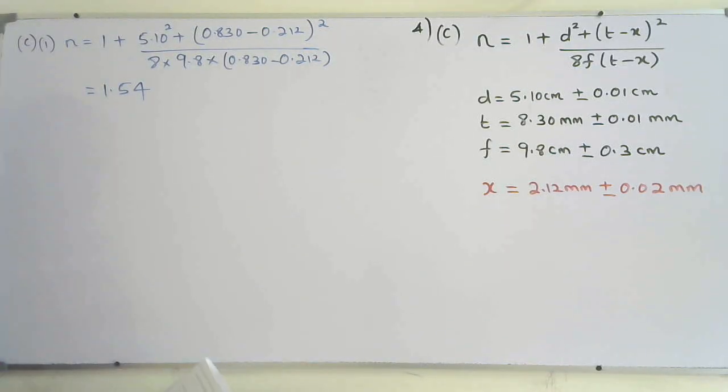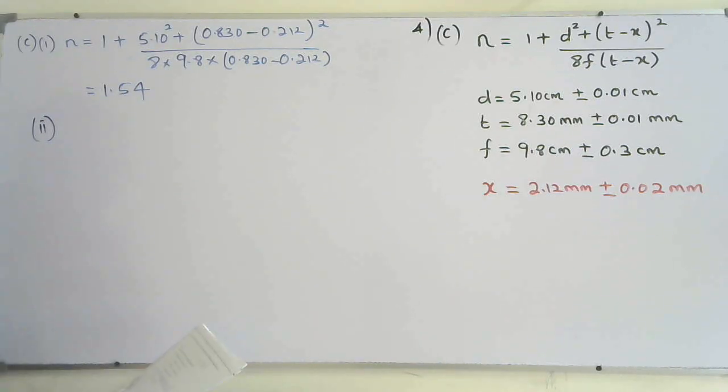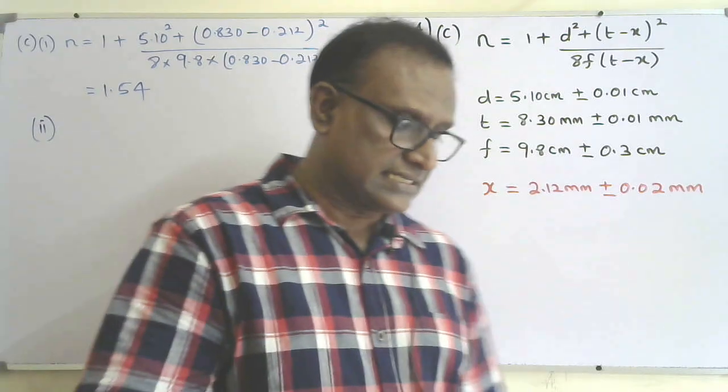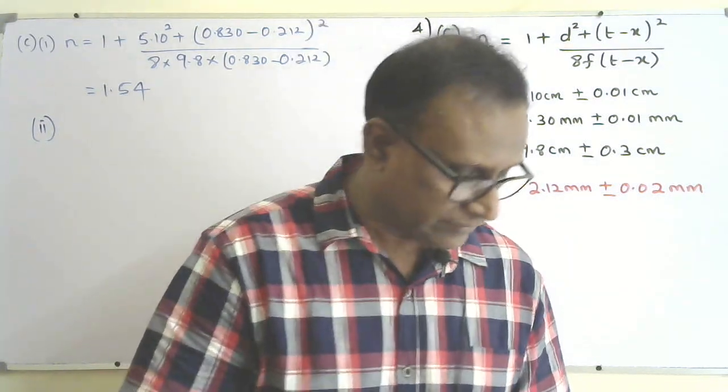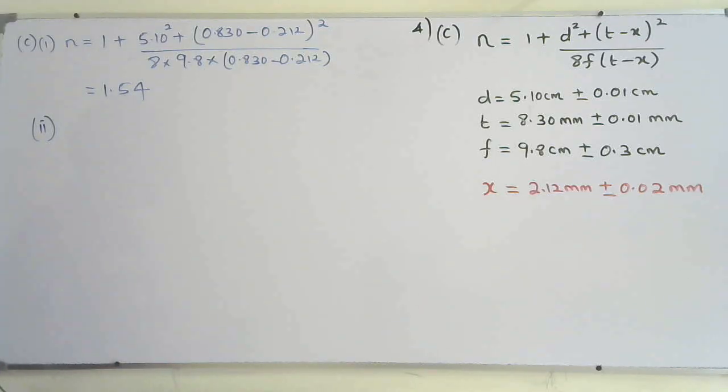Okay, the second part. The second part of C part: show that the percentage uncertainty in t minus x is approximately 0.5. So for t minus x, we need to find the percentage uncertainty.